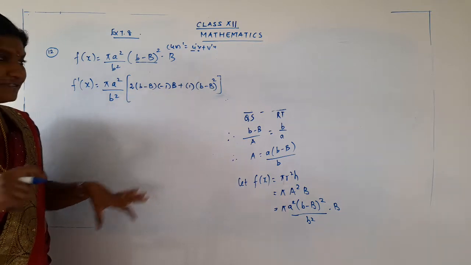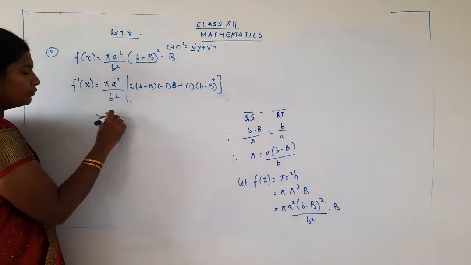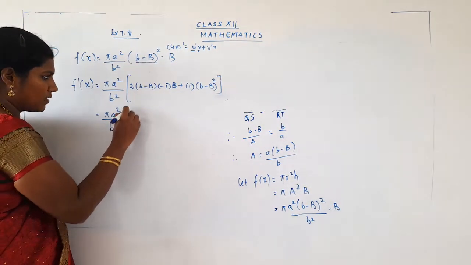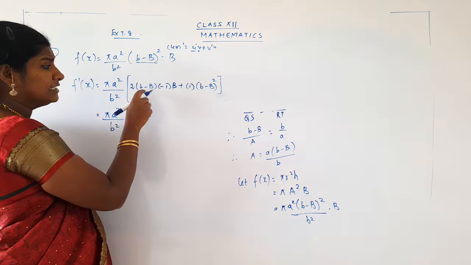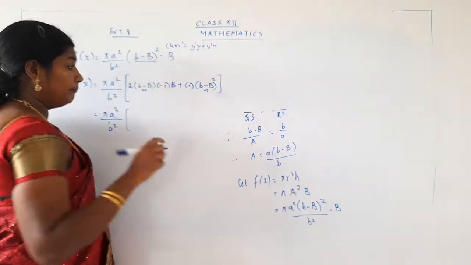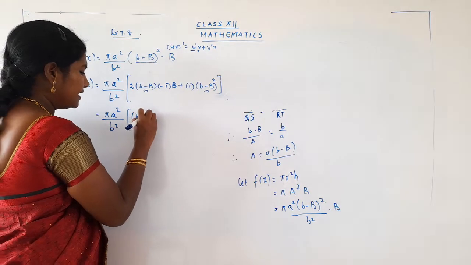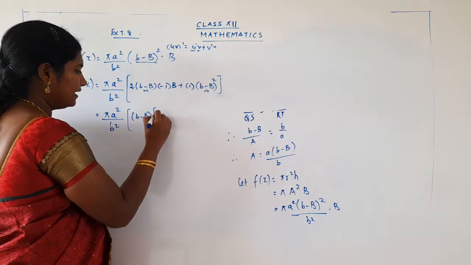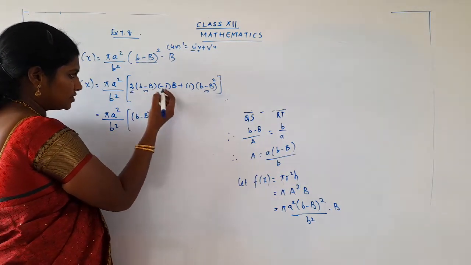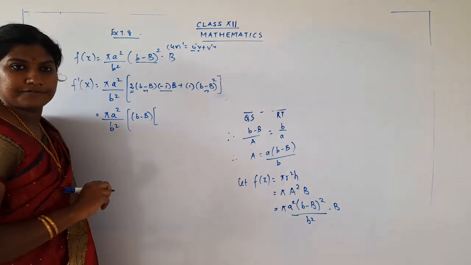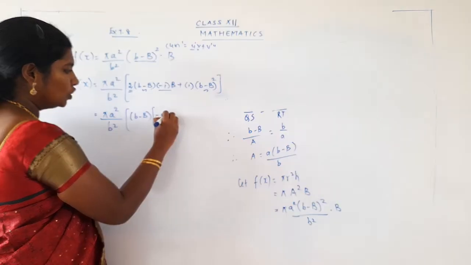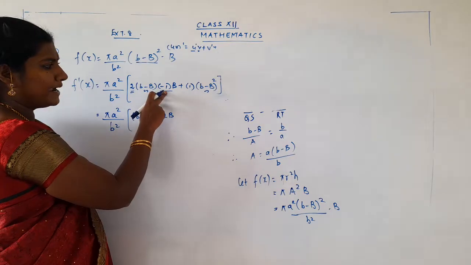We'll try to simplify this further. So I get this is equal to pi a square upon b square. Now let's see here, small b minus capital B can be taken common. So I take b minus b common. So what is left? 2 is left, minus b is left. So it is minus 2b. 2 into minus 1 into b.